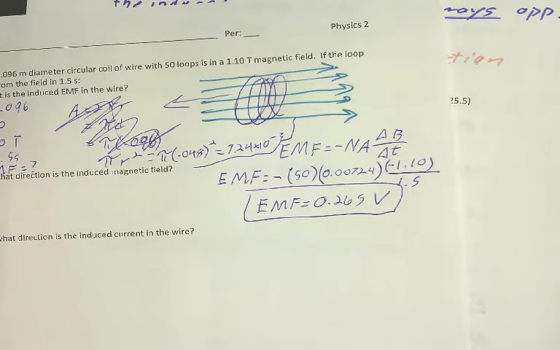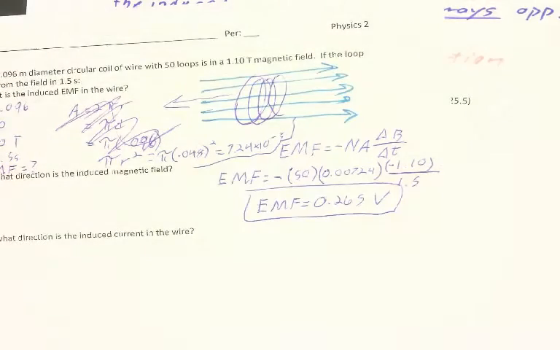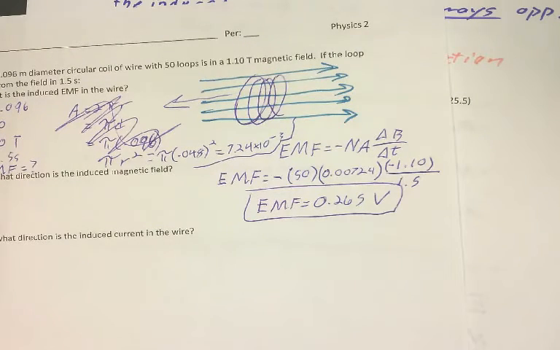Okay, so in what direction is the induced magnetic field? I'm going to use this tape here to represent my loop of wire. So how do I figure this out? It says that the field is decreasing by 1.1 Teslas, so that means the change in the field is out. Decreased is out, increased is in. So if the field is changing out, then the induced field is in.